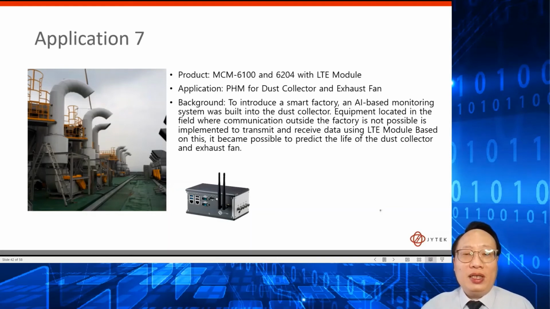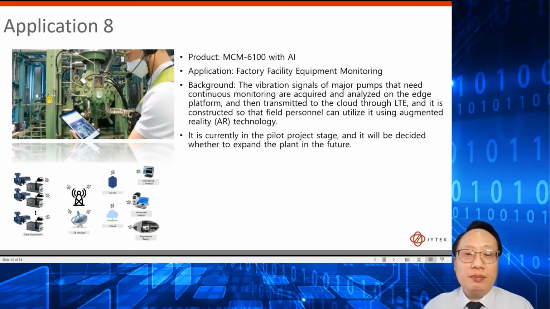So in this application, we recommended the customer to use the MCM 6100 again. And the MCM 6100 can actually add in a mini PCI card. In this case, we added in an LTE module. So this whole system is installed at site, outdoor, and it's connected to various sensors to collect the data. The data is being sent to the cloud. So using the data, they can perform the PHM, to look at anomalies and also predict any failures to the system.